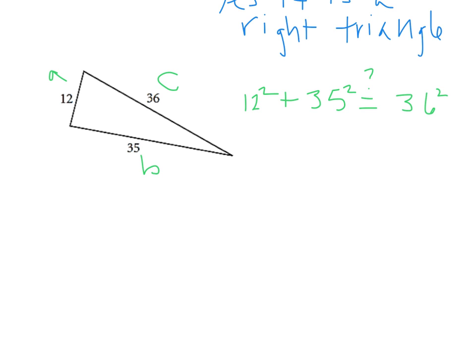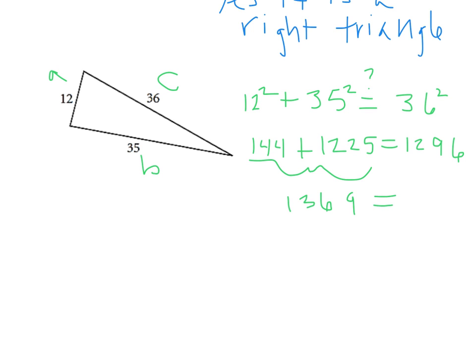So now let's check and see if we get a true statement. 144 plus 1,225 equals 1,296. We can go ahead and combine like terms, add these together here. 1,369 and 1,296. Those are not equal to each other, so no, this is not a right triangle.